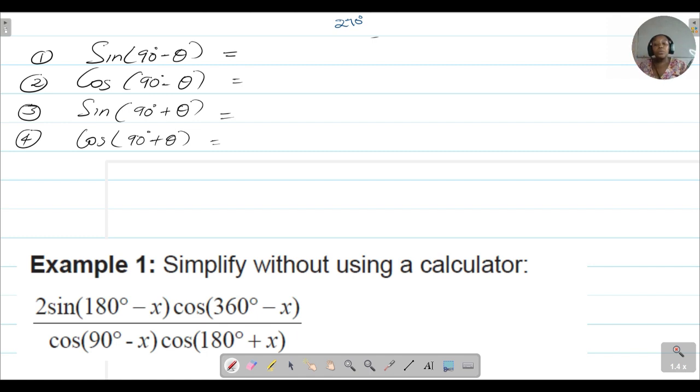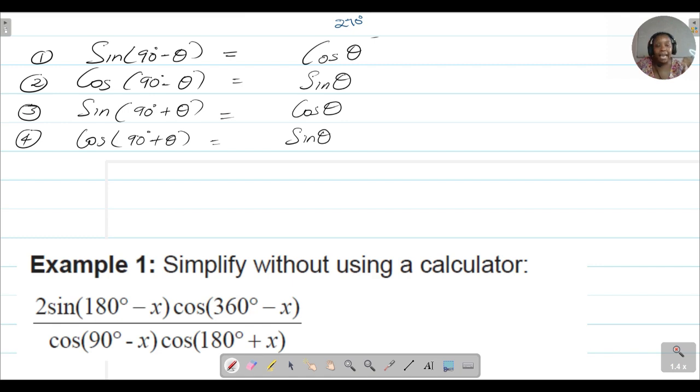Now the first thing that we're supposed to note is that when you're given such, we already know that the co-function of sine is cos, because they have the same values. So if I'm saying sine of 90 minus theta, I already know that I'm supposed to have an answer of cos of theta. If I'm given cos of 90 minus theta, I already know that I'm supposed to have sine of theta as my answer. If I've got sine of 90 plus theta, I already know that I have to have cos of theta as my answer. And if I'm given cos of 90 plus theta, I already know that I have to have sine of theta as my answer. However, we are not done.